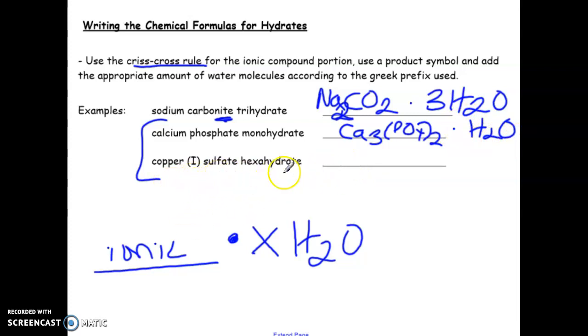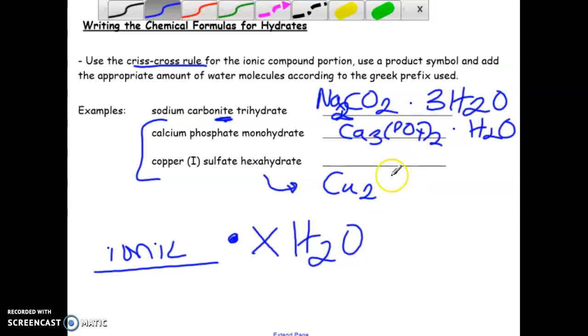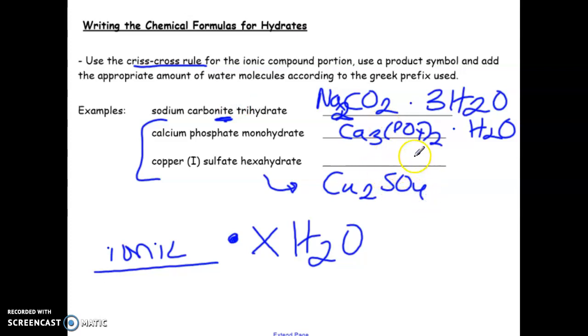Copper(I) sulfate, I'll write it down here. So copper(I) sulfate, oops, we do not need the bracket there. The 2 from the sulfate charge comes down, and because this is copper(I), we don't need a bracket. And then there are 6 waters here.